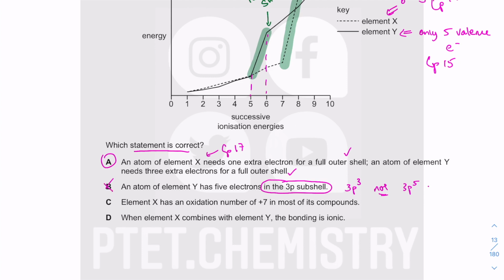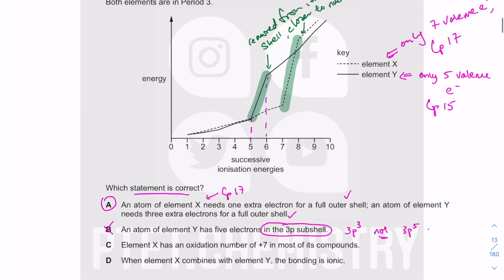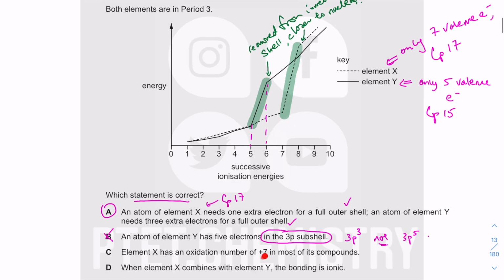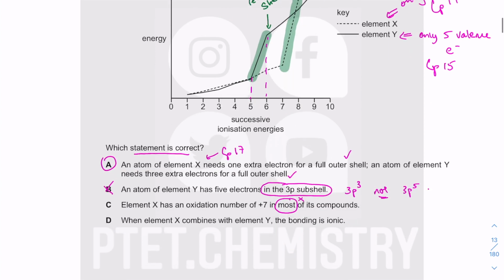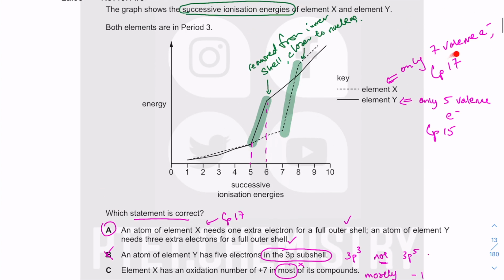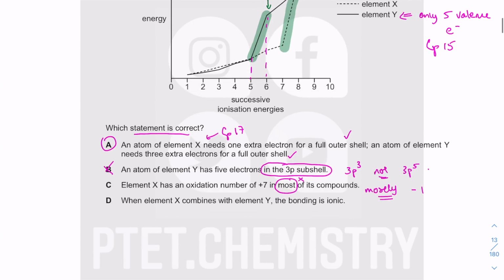because you also have the 3s2, 3p3, so 2 plus 3 gives you 5 outer shell electrons, so B is wrong. Element X has an oxidation number of +7 in most of its compounds. So yes, you have 7 outer shell electrons, which also means that the group 17 halogen can have a +7 oxidation number, but the incorrect bit is most of its compounds. It's not most of its compounds, it's very few of its compounds. Mostly the group 17 element would be -1 oxidation number because they really like to gain 1 extra electron.